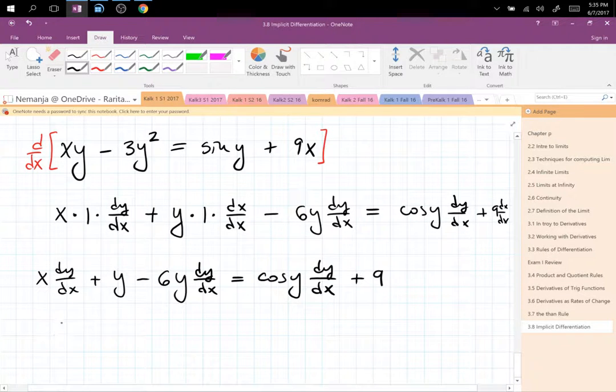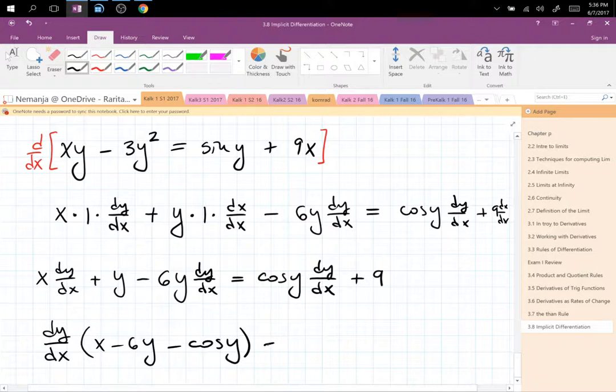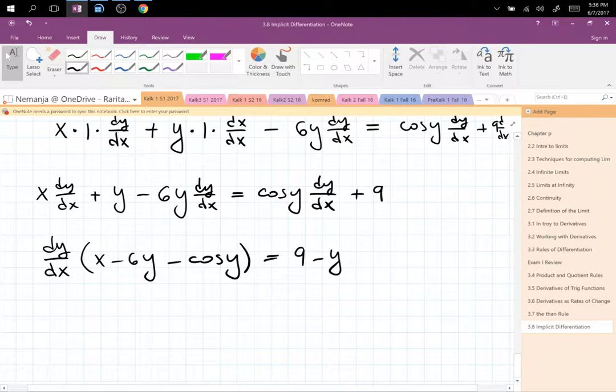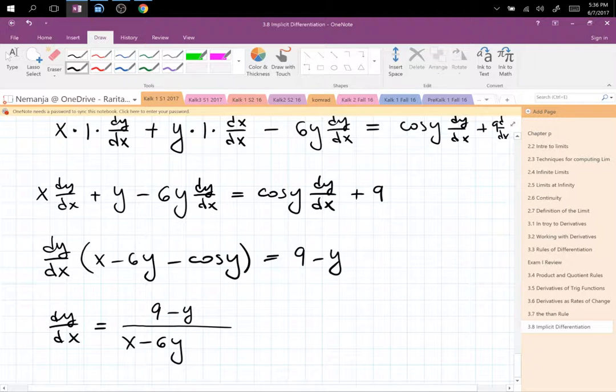So on the left, we can also factor at the same time. We already have the first term is x minus 6y and then minus cosine y when it moves to the left. On the right-hand side, we simply have 9 minus y. So dy dx on its own is 9 minus y divided by x minus 6y minus cosine y.